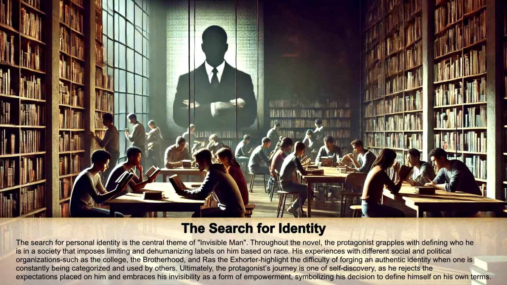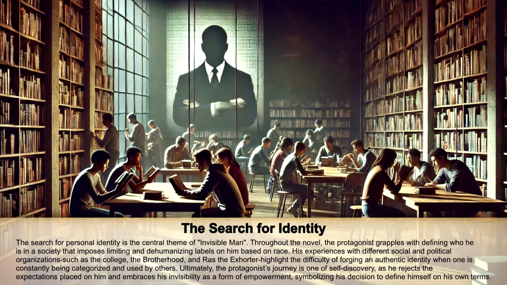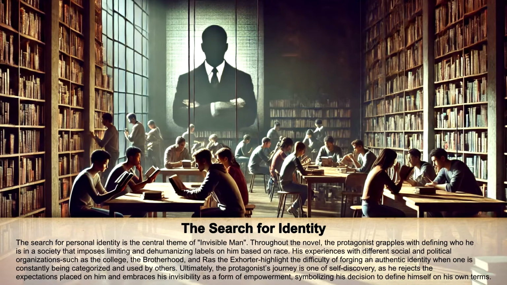Throughout the novel, the protagonist grapples with defining who he is in a society that imposes limiting and dehumanizing labels on him based on race. His experiences with different social and political organizations, such as the College, the Brotherhood, and Ras the Exhorter, highlight the difficulty of forging an authentic identity when one is constantly being categorized and used by others.